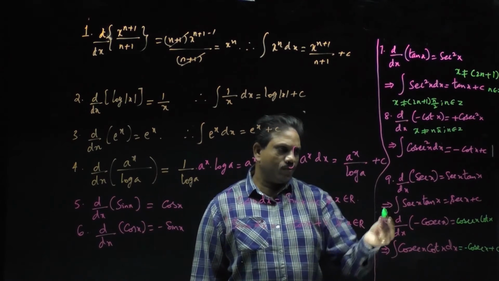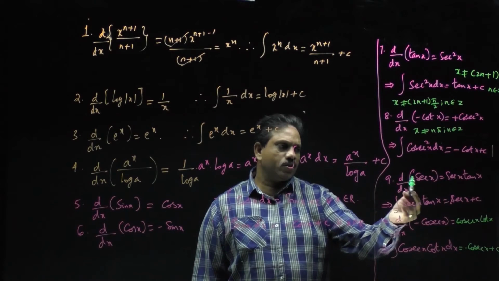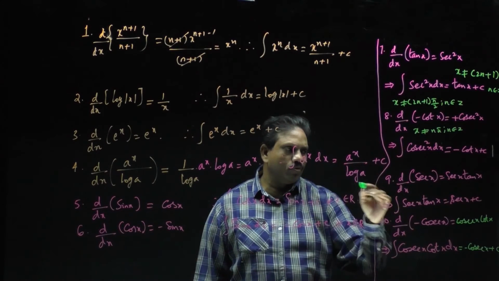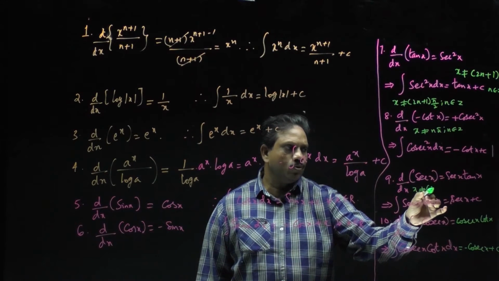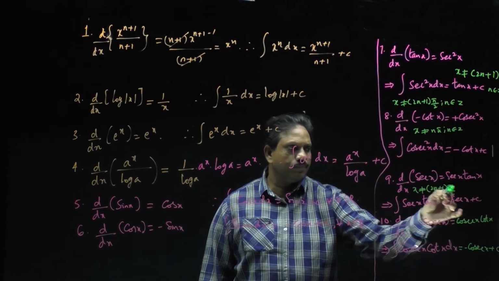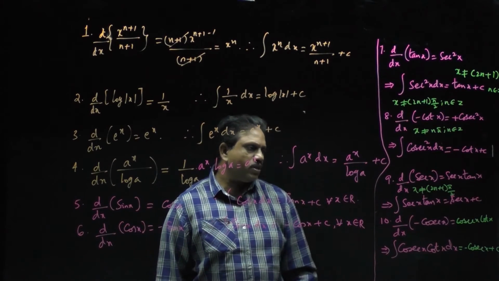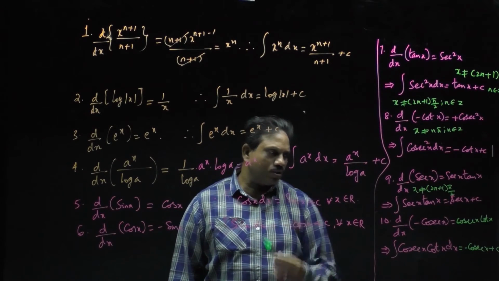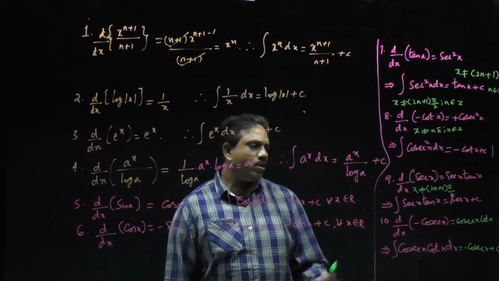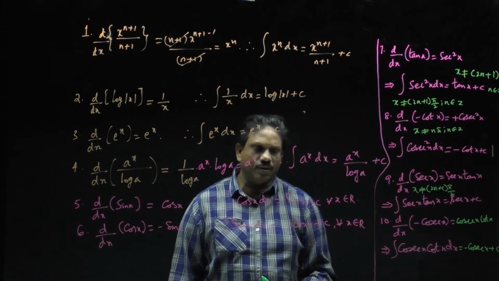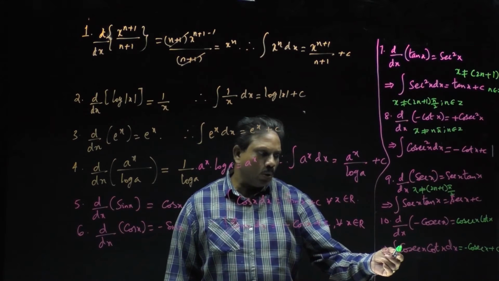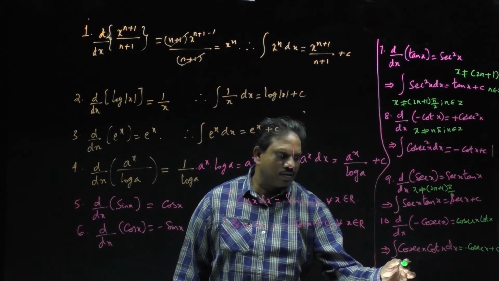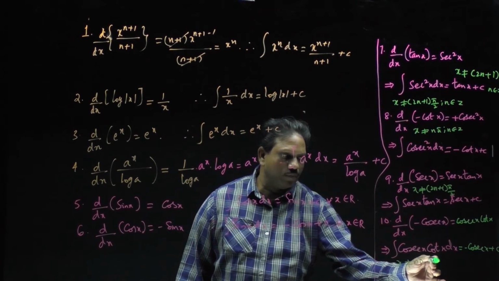The same situation comes for the 9th bit, the derivative of sec x is sec x tan x, which is differentiable where x is not equal to (2n plus 1) times pi by 2. So the integration of secant x tan x is nothing but secant x plus c. Coming to the 10th bit, the derivative of minus cosecant x is cosecant x cot x. Now the integration of cosecant x cot x dx is minus cosec x plus c, where x is not equal to n pi, where n belongs to Z.